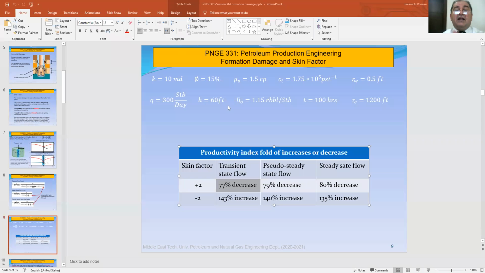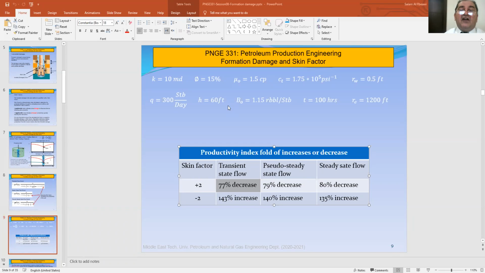Let me continue with this slide. Now let us say we have stimulated porous media where the skin factor in this case is negative. It is -2, as you can see. Now, the productivity index in this case definitely will be more than the productivity index if the skin factor is 0. So we will have a fold of increase in the productivity index. So we need to calculate the fold of increase in the productivity index.